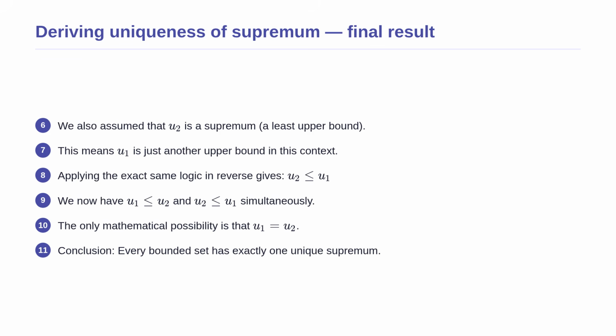We now have a situation where two numbers are each smaller than or equal to the other. The only way for two numbers to be simultaneously less than or equal to each other is if they are exactly the same number. There is no other mathematical possibility. This final result proves that the tightest ceiling is unique. Every bounded set has exactly one supremum.